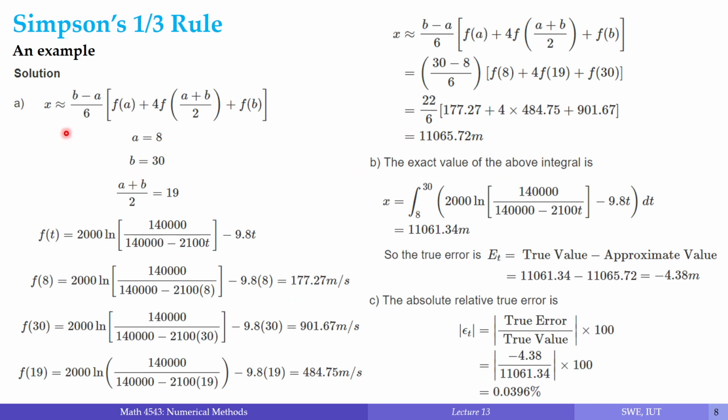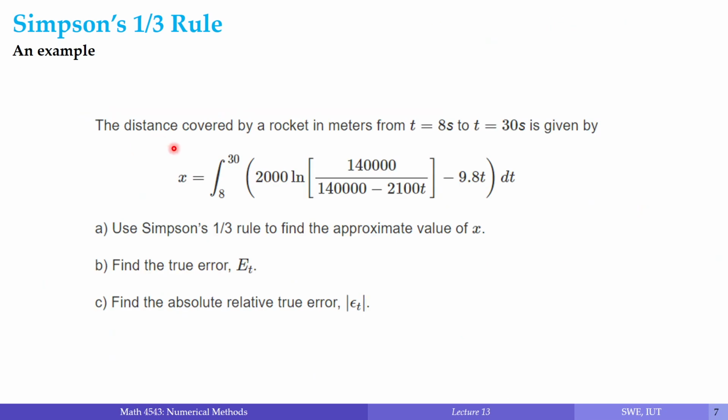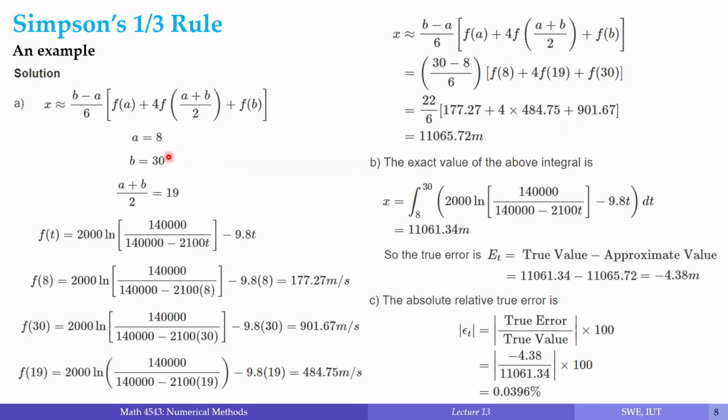So we have already derived this formula: (b minus a)/6 times [f(a) plus 4f((a plus b)/2) plus f(b)], right? We know the value of a to be 8. We know the value of b to be 30, right? We know the midpoint between them as well, which is (a plus b)/2, which is 19, right? Fine. So now that we know the function, the upper limit, the lower limit and the midpoint, we can plug them into the formula. Before plugging them in, we need to find the respective functional values. Okay, let's do that first.